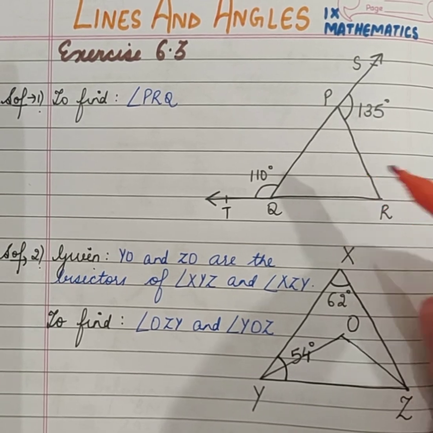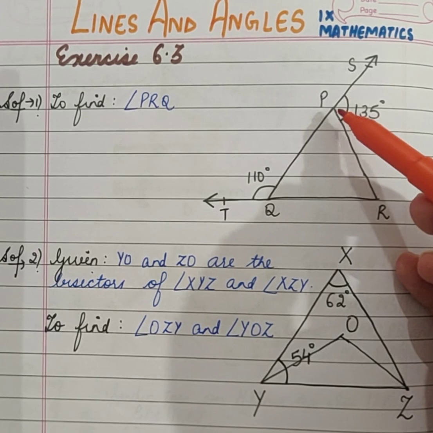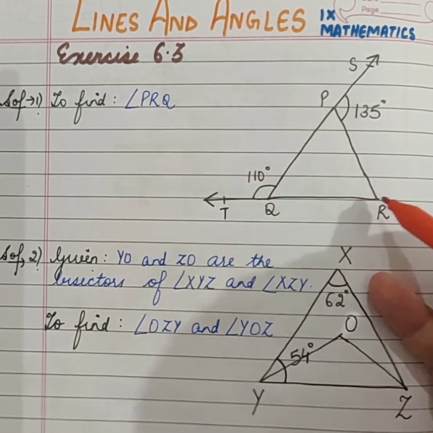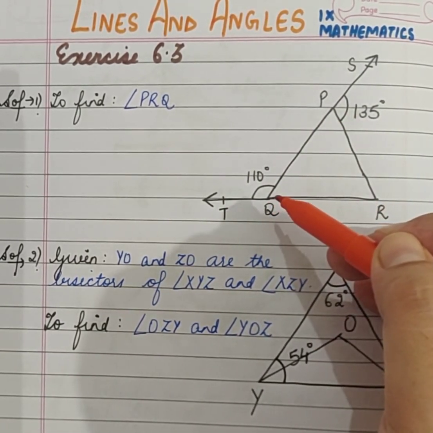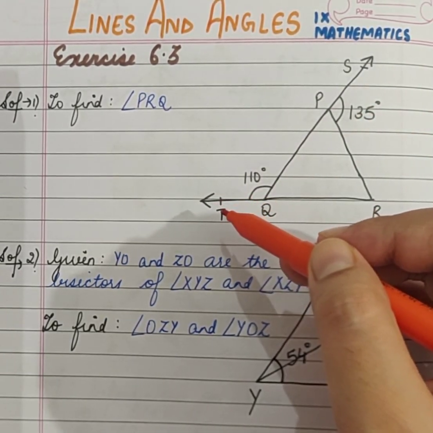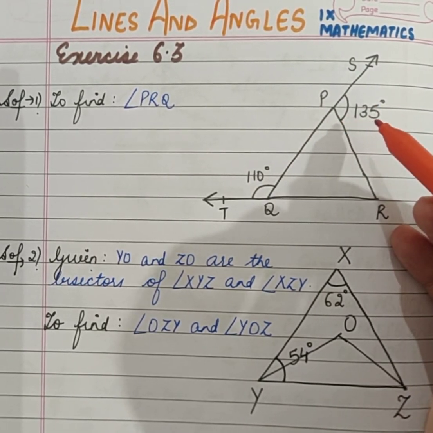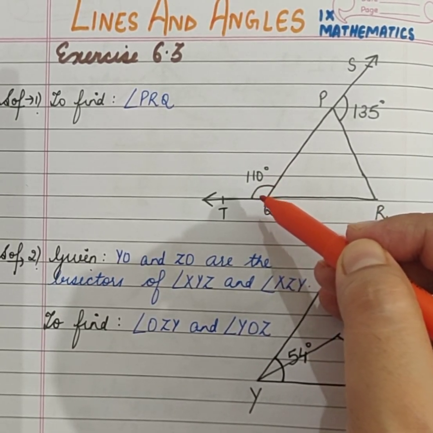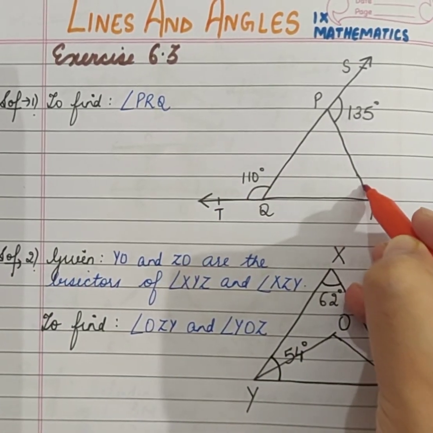Let's start. In this figure, a triangle PQR is given, and its sides QP and RQ are produced to points S and T respectively. If angle SPR is 135 degrees, and angle PQT is 110 degrees, we are supposed to find angle PRQ.